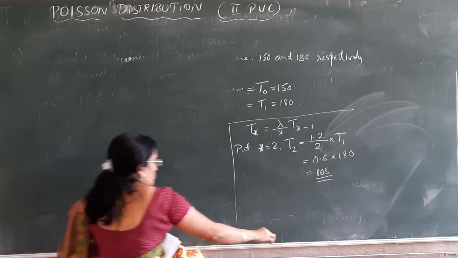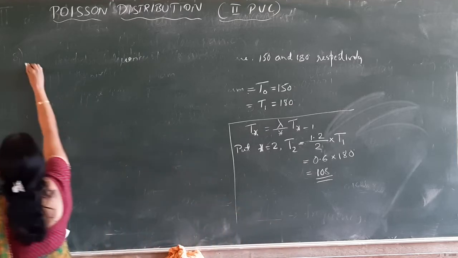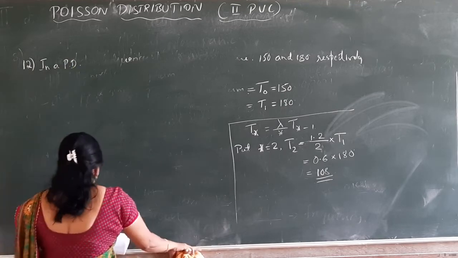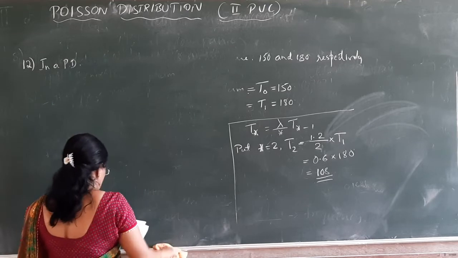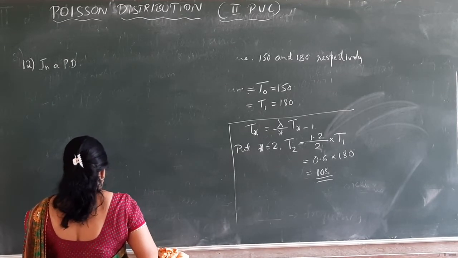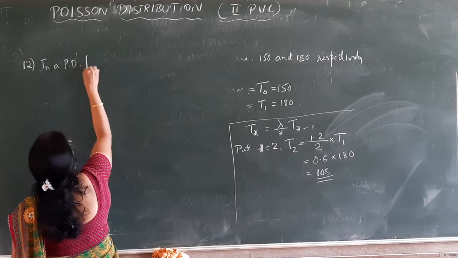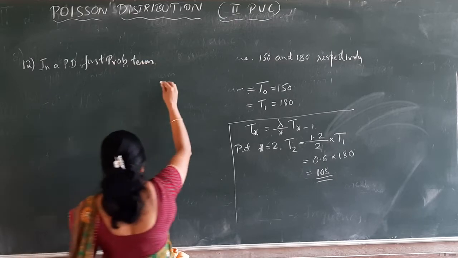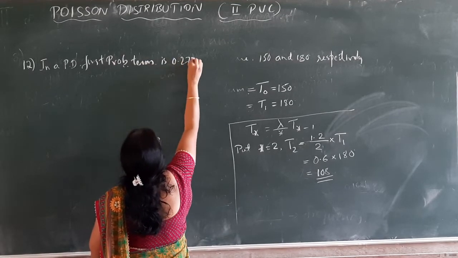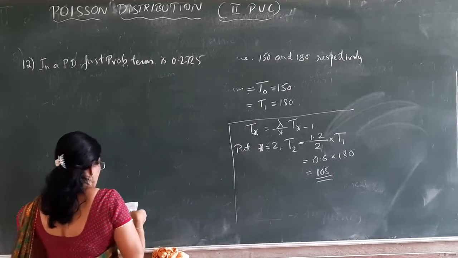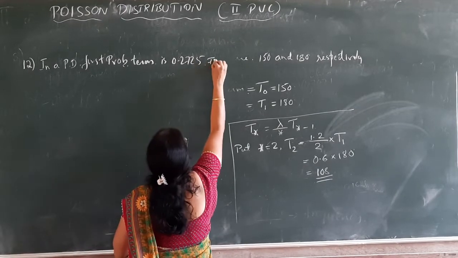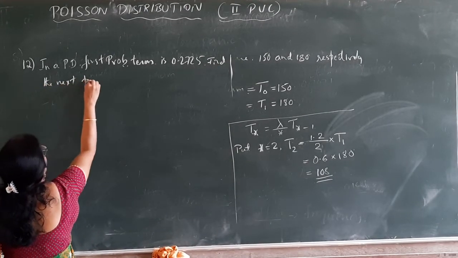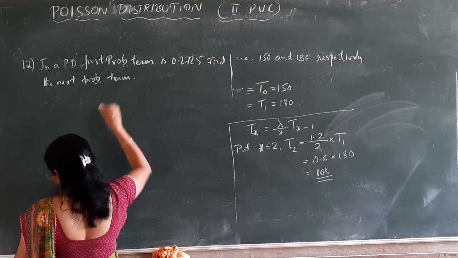Next one more question. In a Poisson distribution, first probability term is 0.2725. Find the next probability term.